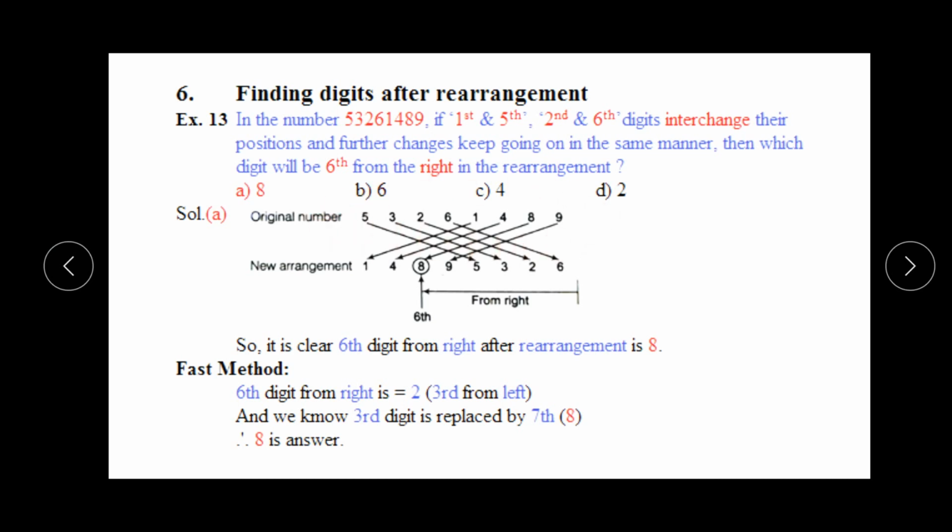What is the second method? In the old arrangement we will check which is the sixth digit from the right side. From the right side the sixth digit is 2, and 2 is on the third position, and we know by which digit the third is interchanging. Third is interchanging with the seventh position, and on the seventh position there is 8. It means 8 will also be the answer. We do not rearrange the complete digits or numbers, we only check the position that we require, and we require the third position, and the third position is interchanging with the seventh position, and at the seventh position there is 8.